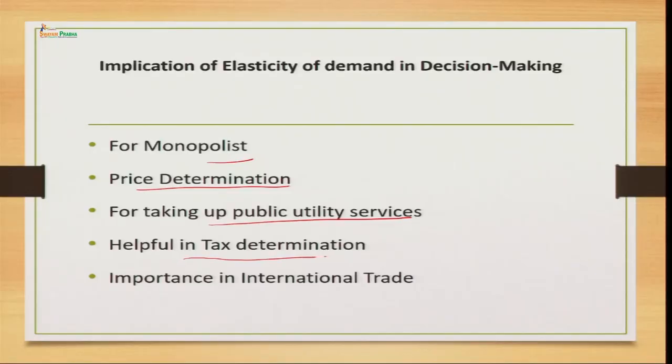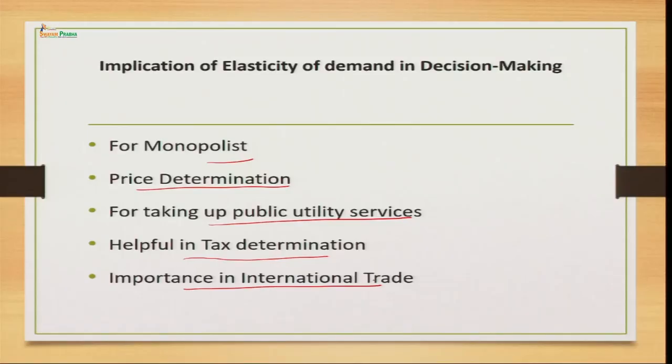Then it is also helpful in tax determination, because government also determines the taxes, and usually government charges more taxes on the commodities which are of inelastic nature, right. So, for the determination of taxes also, the price elasticity concept is important. Government can charge higher taxes on those commodities which are of inelastic nature, because their demand will not get affected much. But of course, for products which are of elastic nature, the tax rate should be lower, because it will affect the price, and when price is affected, their demand will also be affected more.